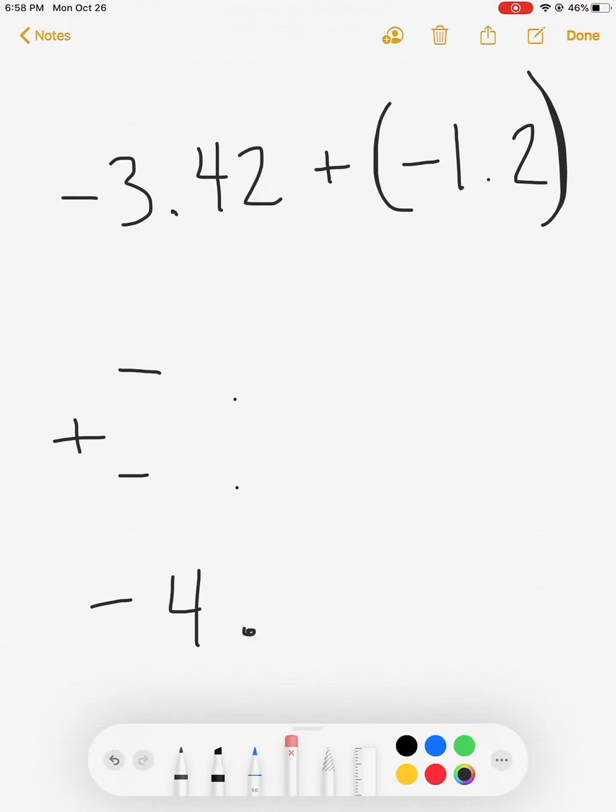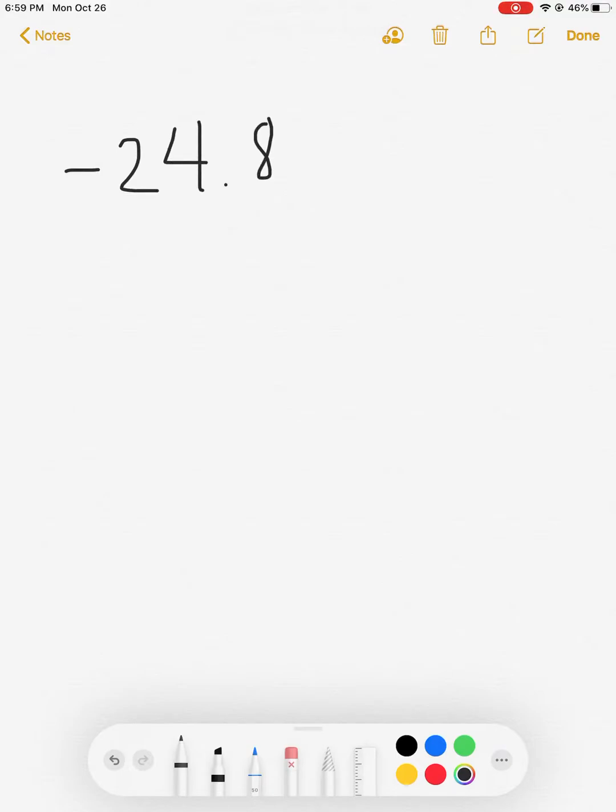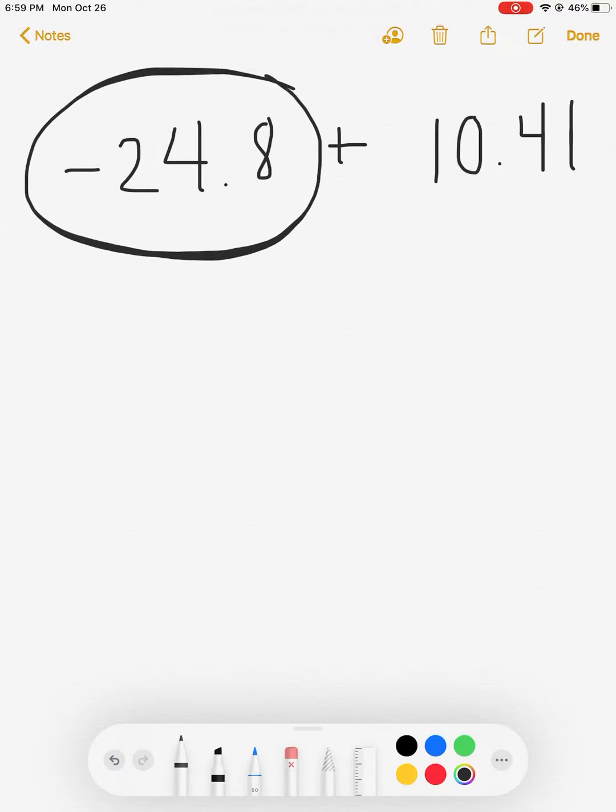We also might see problems where we have one positive and one negative that are being added together. In these types of problems, remember that our positives and negatives are actually canceling each other out, so even if it looks like it's an addition problem, we're going to subtract. For example, -24.8 plus 10.41.